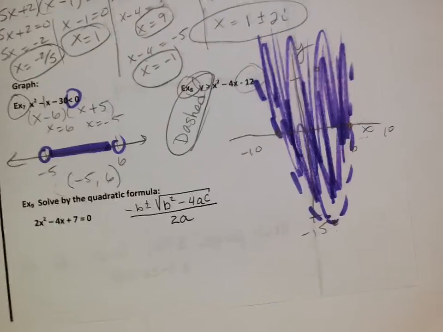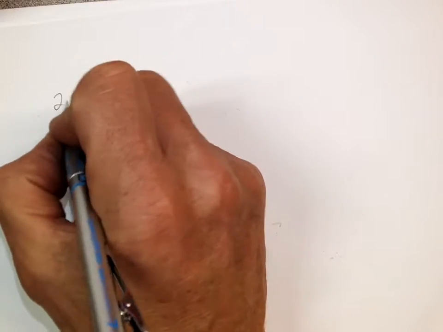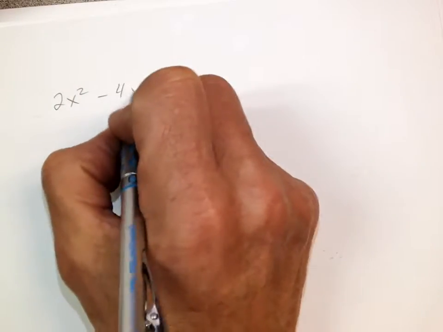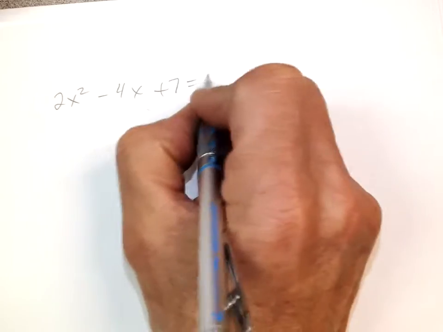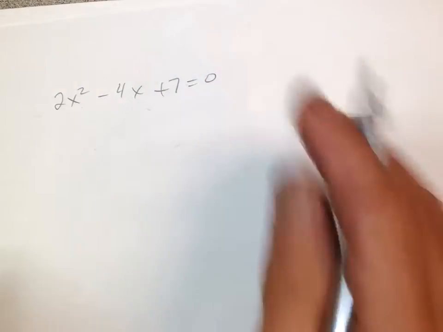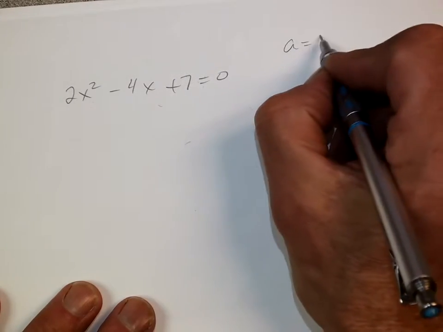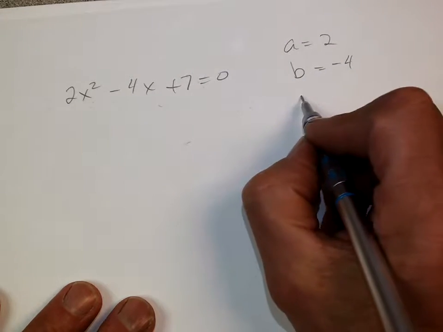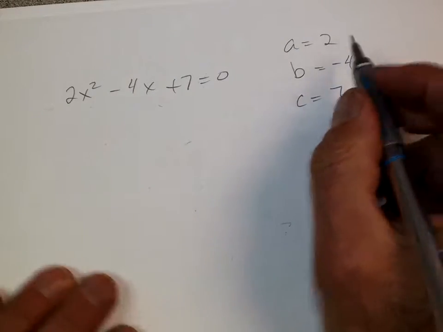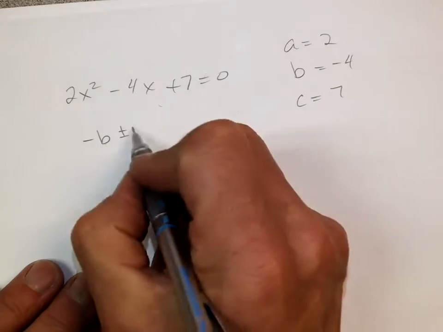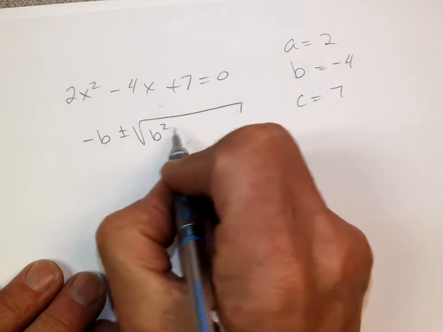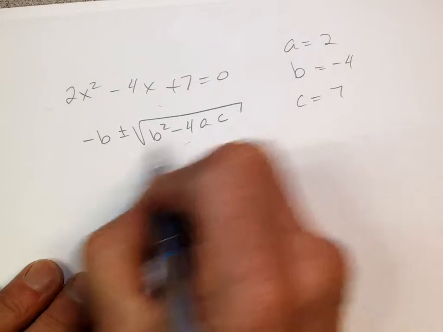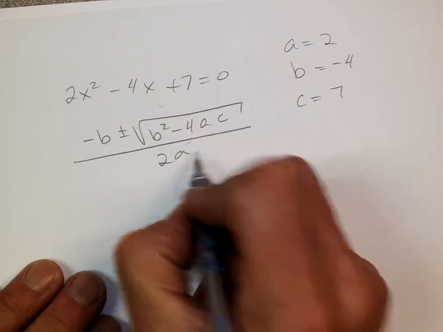Now, I'm going to need some room, so I'm probably going to have to do this one on a separate sheet of paper. Okay, so I'm going to do my quadratic formula. 2x squared minus 4x plus 7 equals 0, okay? So, A is 2, B is -4, C is 7. I'm going to use my negative b plus or minus the square root of b squared minus 4ac, all over 2a. Okay?